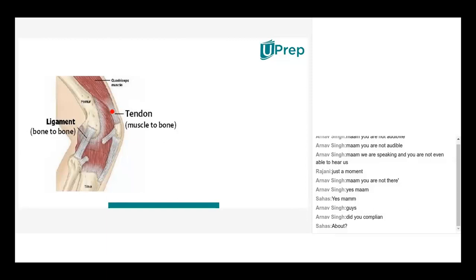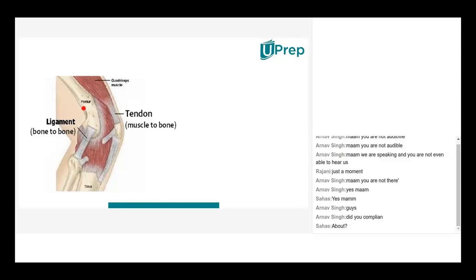Now what will the tendon do? Tendons are the tissues which connect muscles to bone. See here, the red color one is nothing but the muscle. Observe the pointer. The red color one is the muscle part. And the peach color, or you can say the yellowish white color, this part, this is bone.